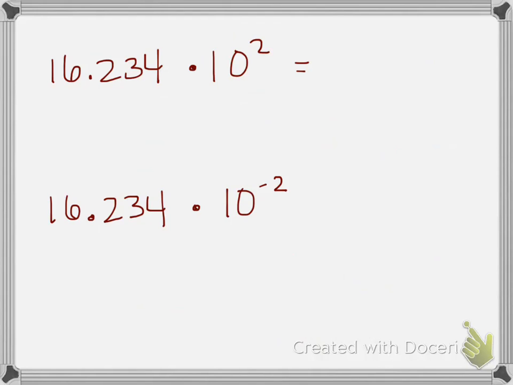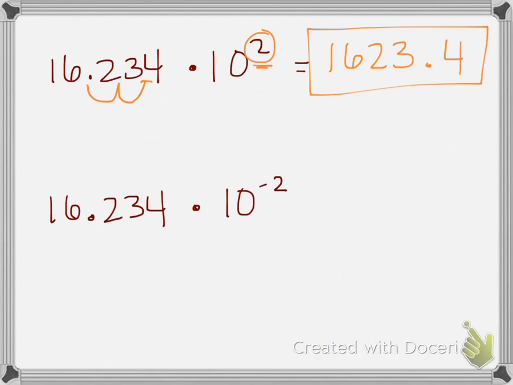Okay, so first one, I know that my exponent is 2, so that's really the same as 100, 10 to the second power. So if I'm multiplying my number by 100, I know I'm making my number bigger. And because it's an exponent of 2, I move it 2 places to the right. So my final answer, 1623, I know my decimal goes there, 0.4. Final answer.